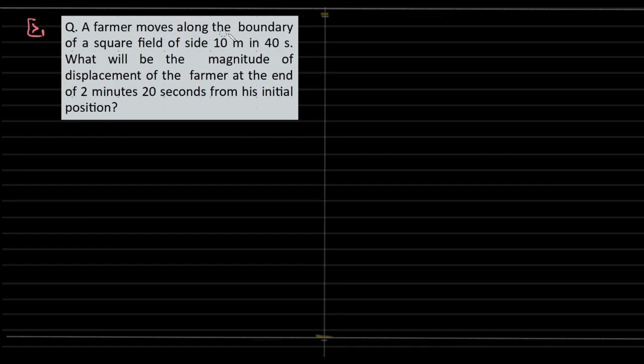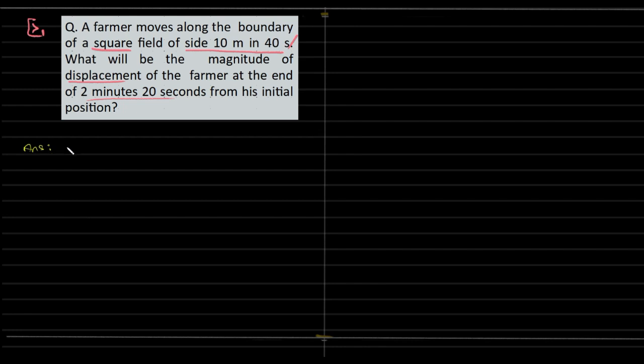The farmer moves along the boundary of a square field. The shape is important. Please underline such things. Of side 10 meters in 40 seconds. What will be the magnitude of displacement of the farmer at the end of 2 minutes 20 seconds from his initial position?